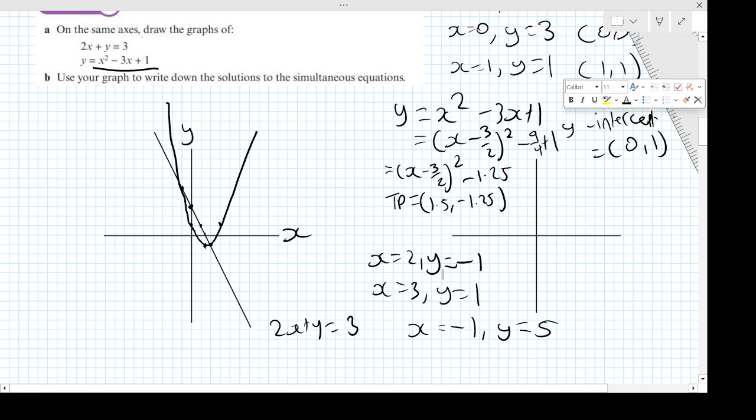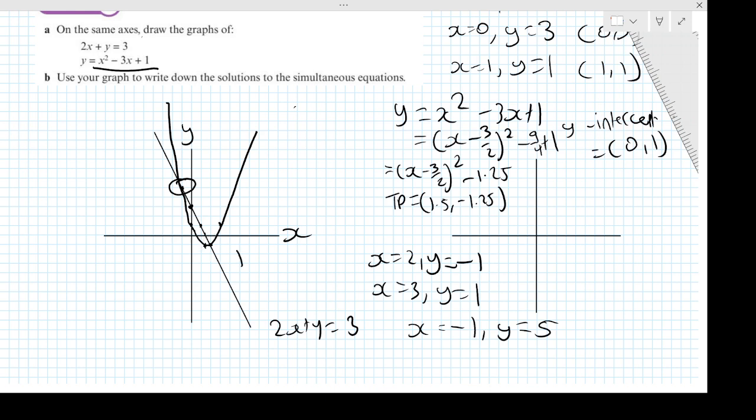Then it says for part B, use your graph to write down the solutions in this case, which is again why we draw the graph, because we want to get some accurate solutions, which come from when they intersect. So it's going to be this point there, and this point up here. That's where they cross.